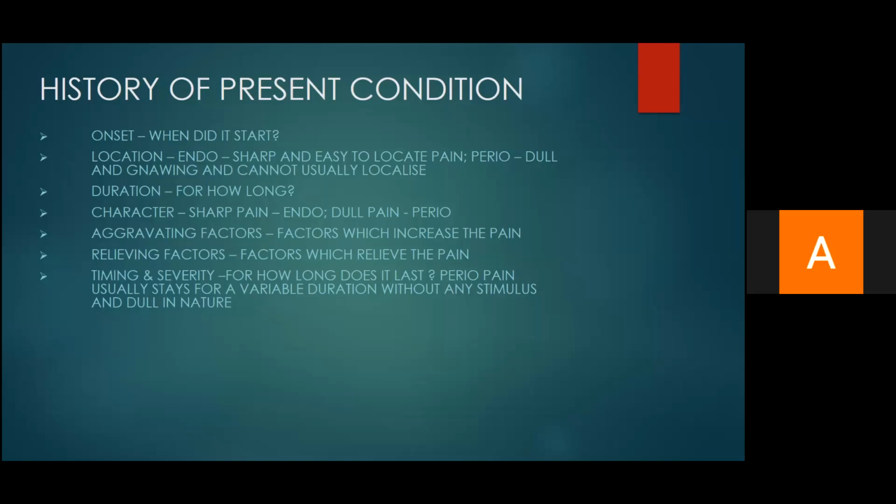Then character is very important to rule out pulpal pain. If it's sharp pain, shooting pain, dull throbbing pain, it can rule into either endo or perio. Even endo conditions have some gnawing and throbbing pain also. Then after that, you have to ask him the aggravating factors, the factors which increase the pain. You don't have to ask anything randomly, but once you know the onset, location, duration, and the character, on that basis you have to ask the aggravating factors.